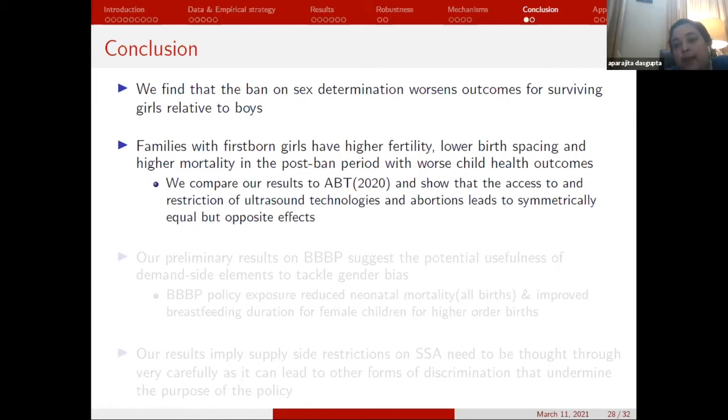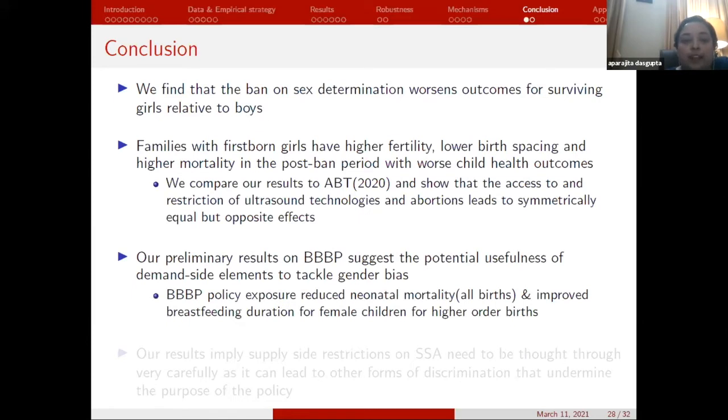And this can speak to the general question of how far technology restriction yields symmetric results as compared to access to the technology. So we do find that. Our preliminary results on the B3P program suggest the potential usefulness of demand side elements to tackle gender bias.